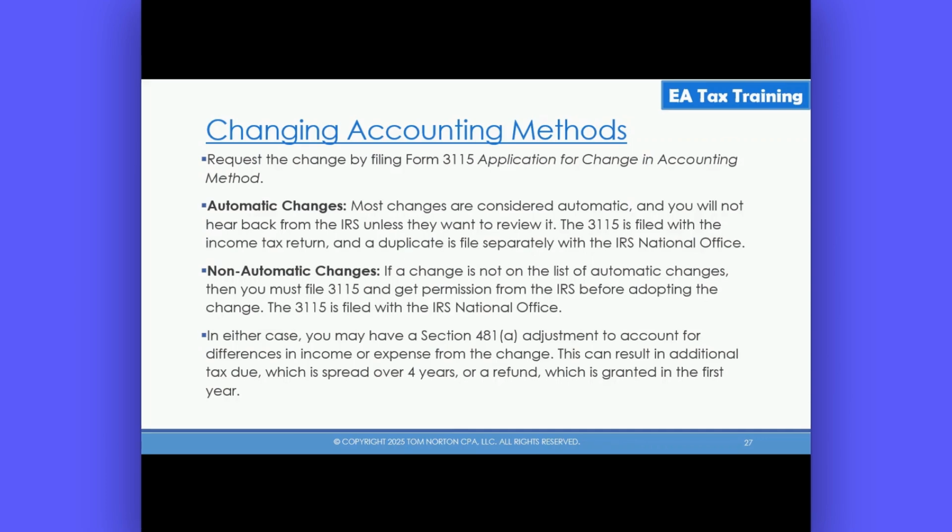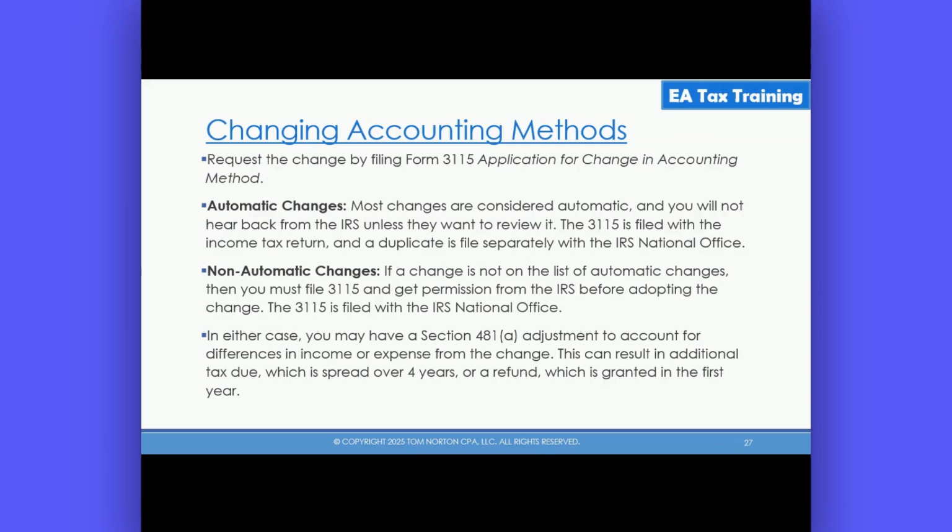It's Form 3115, Application for Change in Accounting Method. There are two types of changes in accounting method: automatic changes and non-automatic changes. Most of the changes are automatic. So if you're going from cash to accrual or accrual to cash, for example, that's an automatic change. The instructions to the 3115 will tell you which ones are automatic and which ones are not.